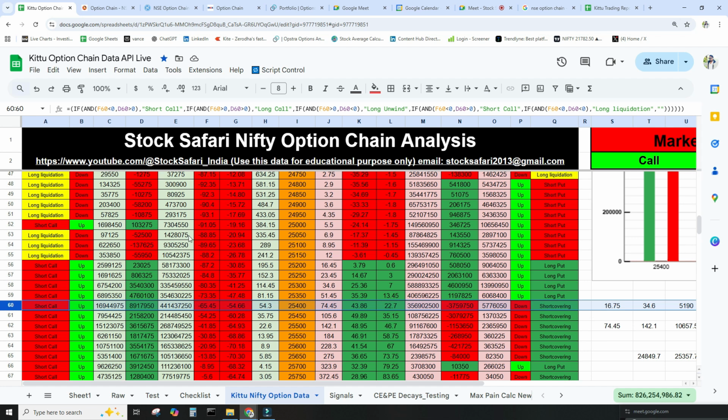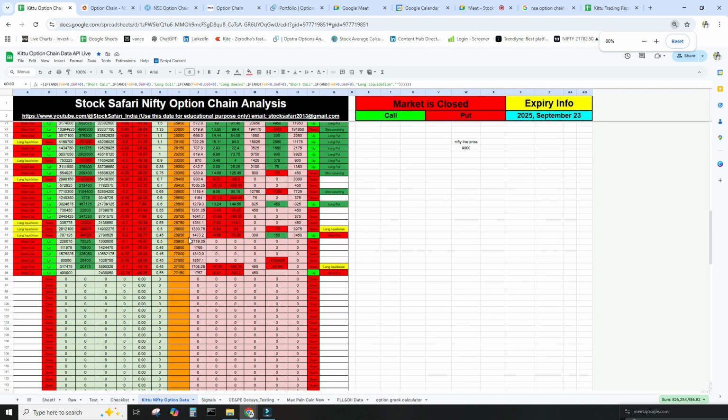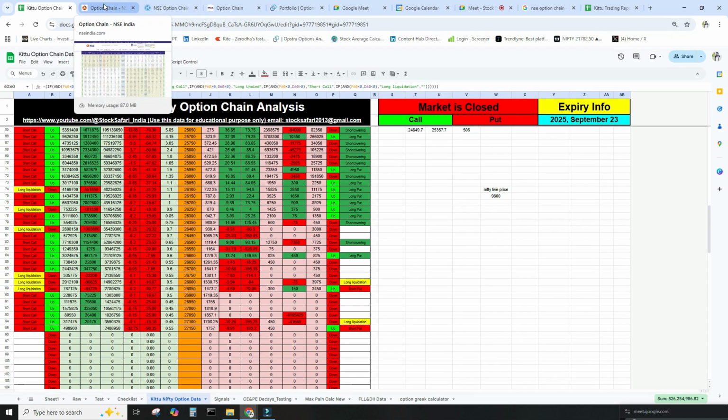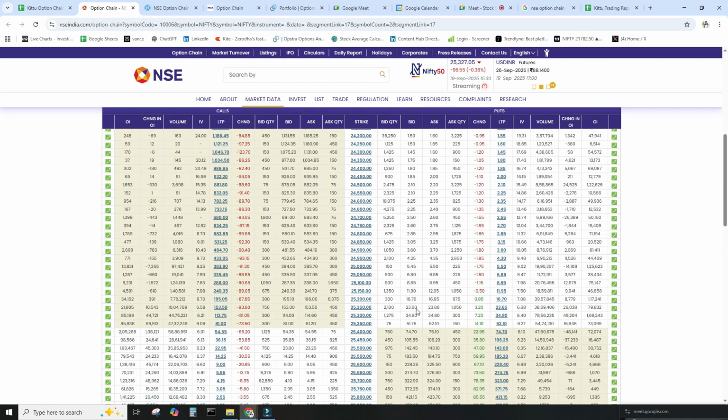Okay, I hope you got a good understanding about this option chain analysis. Now let us see, there are a few other websites which use those values. So if you see, this is our NSE website, where we can get a good understanding about option chain analysis, as you can see.